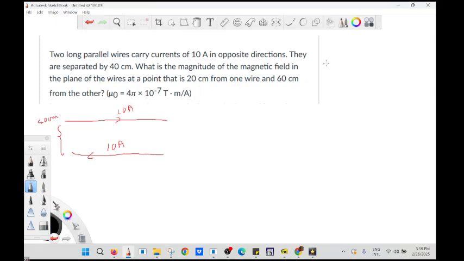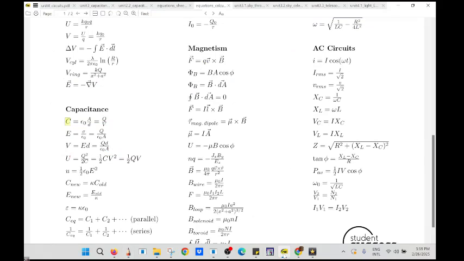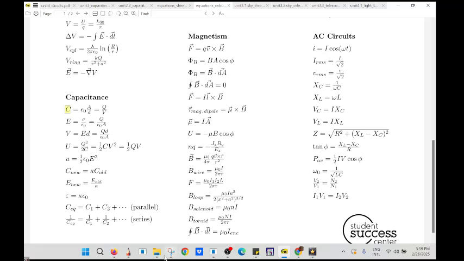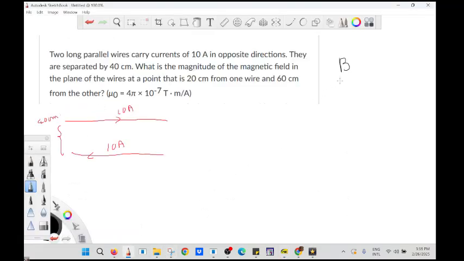So first of all, remember that the magnetic field produced by a wire is this. Okay, it's in your equation sheet, so it's going to be mu 0 I over 2 pi r. So it's inversely proportional to the distance. And you can use your right hand. So instead of using this, I'm going to use this view here.